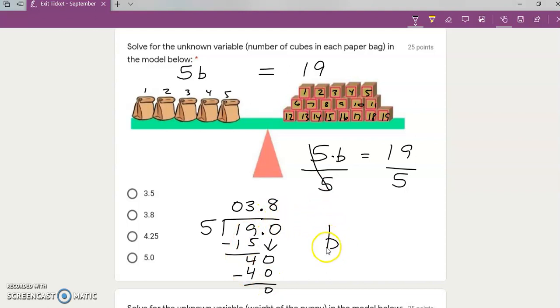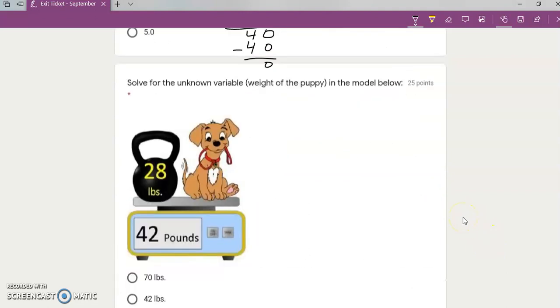So the amount of cubes, or the weight of each bag, is equal to 3.8 cubes. So if every one of these bags had like a 3.8 inside, 3.8, 3.8, 3.8, 3.8, then if you added all those up together, they would give you 19. And so the answer is letter B for that one.